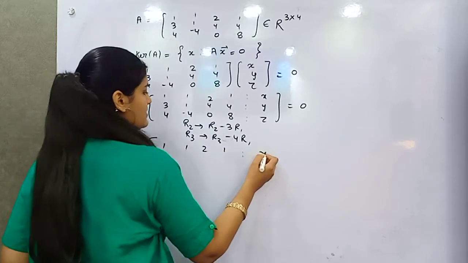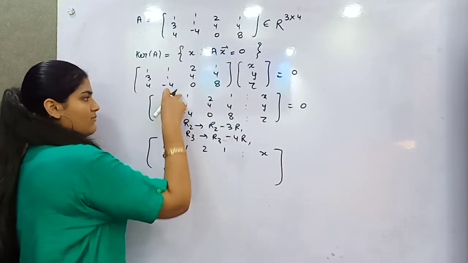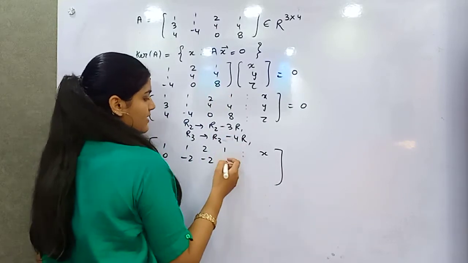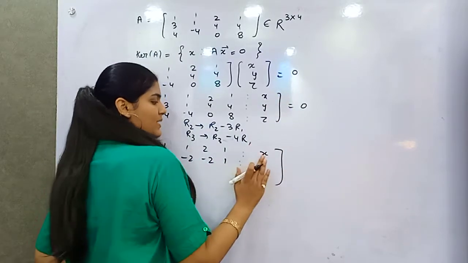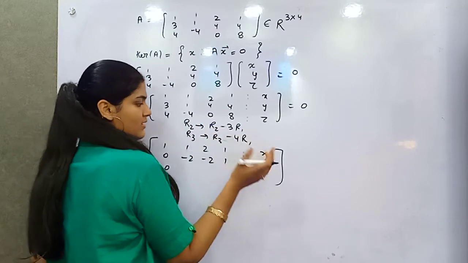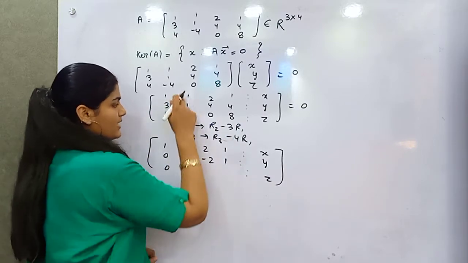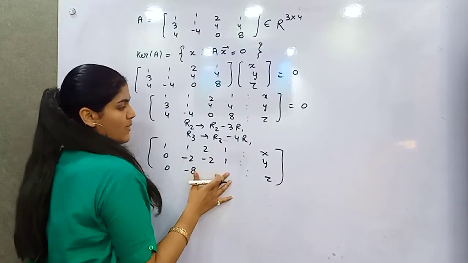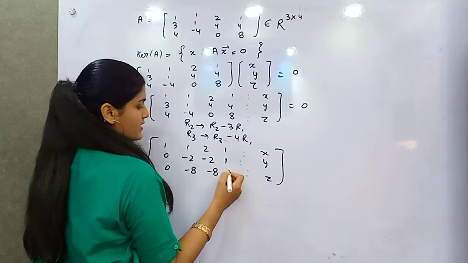the first row as it is. Now 3 minus 1, 0, 0. Here you are subtracting 3R1, so 1 minus 3 is minus 2, 4 minus 6 is minus 2, 4 minus 3 is 1. Okay? And don't use this, you need to keep it as it is. So just solve this part and then take it as it is. Thereafter, R3 minus 4R1: 4 minus 4 is 0, minus 4, minus 4, minus 4, minus 8, 0, minus 4, minus 8 is minus 8, and 8 minus 4 is 4, right?